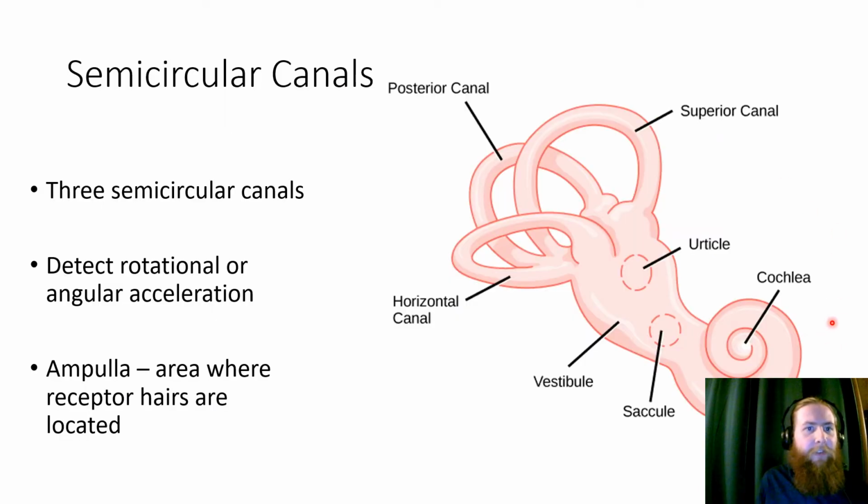So these semicircular canals, you can see the cochlea here on the backside of this. There's three of these. They detect rotational and angular acceleration. The reason there's three of them is they're giving this 3D kind of picture on which way your head is moving. We have these ampulla, which are these little bumpy areas here. And this is where the actual hairs are located.